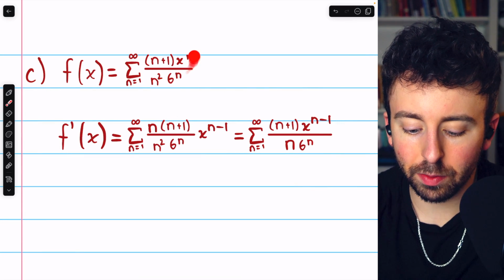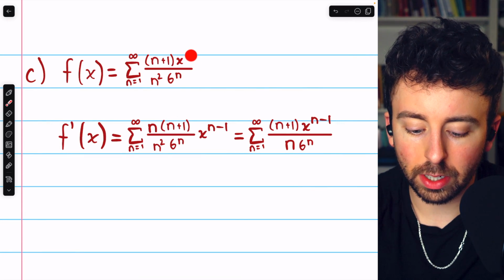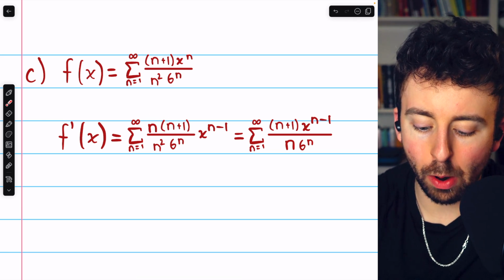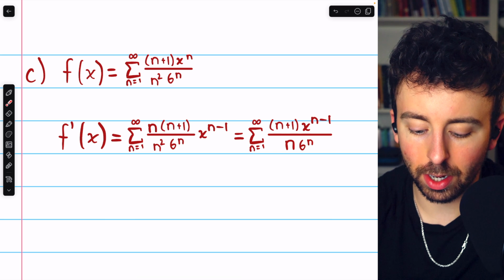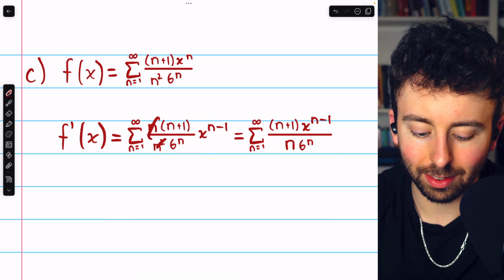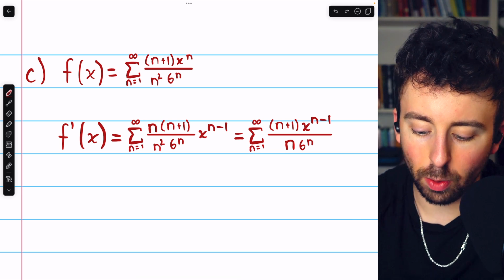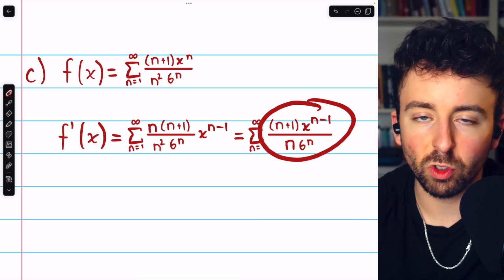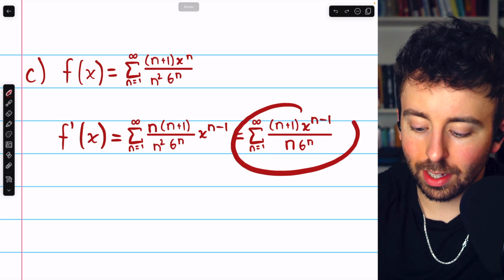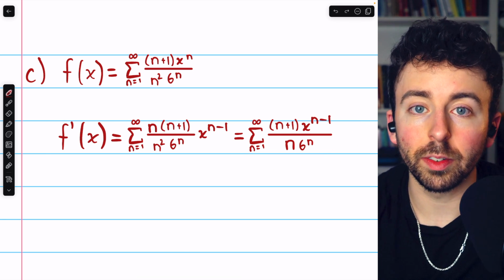So taking the derivative of this general term, the exponent of n drops down as a factor, and then we just reduce the power of x by 1, x to the n minus 1. And so we get here, and then n over n squared, we can cancel out a factor of n, and so it looks like this. That is the general term of f prime. So the derivative of f is equal to this series, at least on the interval of convergence.